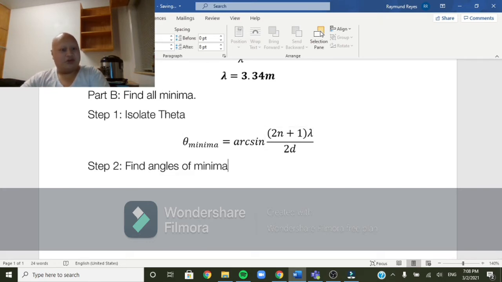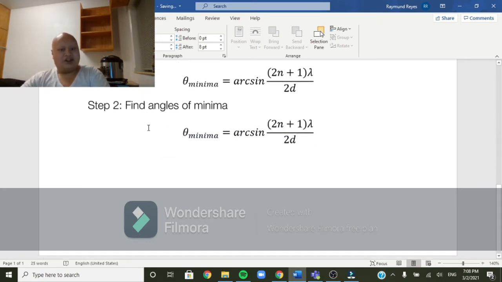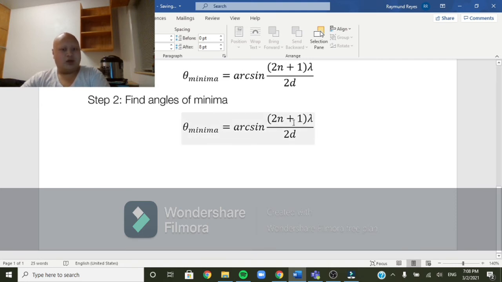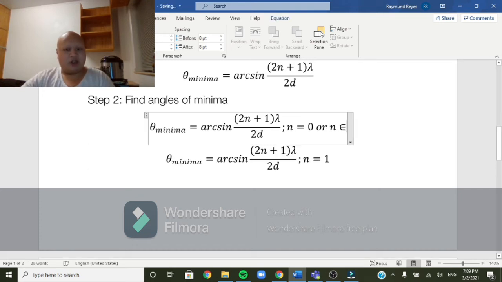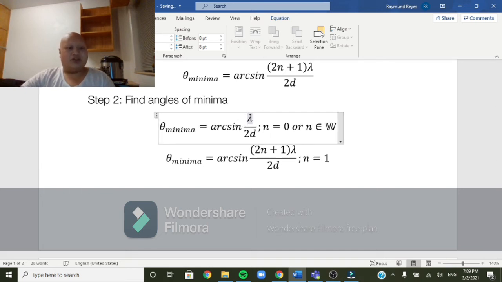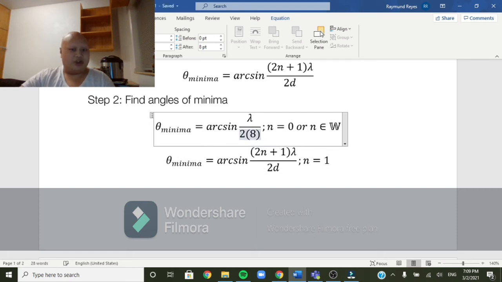And now we have to find all the angles of the minima. So theta of the minima will equal the arcsine of (2n plus 1) times lambda divided by 2d. And when you calculate it, for the sake of your kneecap privileges, your calculator has to be in radians, okay? And we can plug in any whole number, which is basically 0 plus all the positive numbers. So n is an element of whole numbers. So first we can plug in 0 for n. So that just isolates it to lambda. So we can plug in 8 meters for d. So just 16 in the denominator.